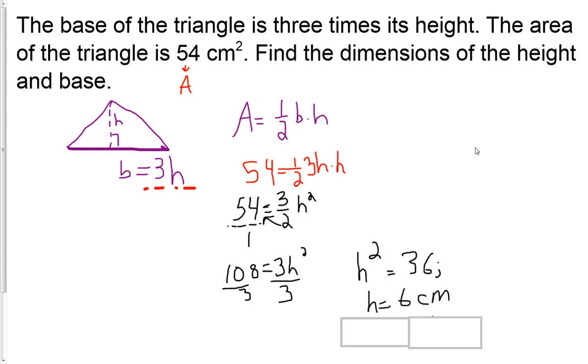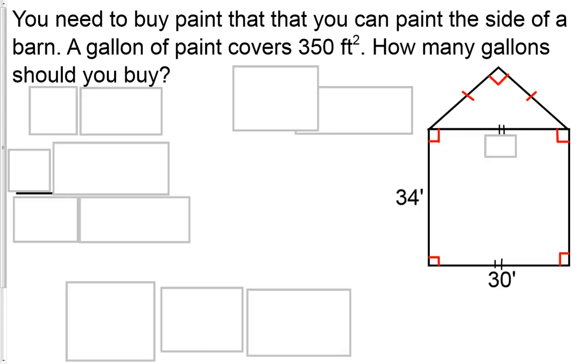H is 6. Now it says find the dimensions of the triangle, but what it means is both the height and the base. So height is 6, plugging it back into the base. Base is 3 times 6, and therefore 18. You do need both of those answers.